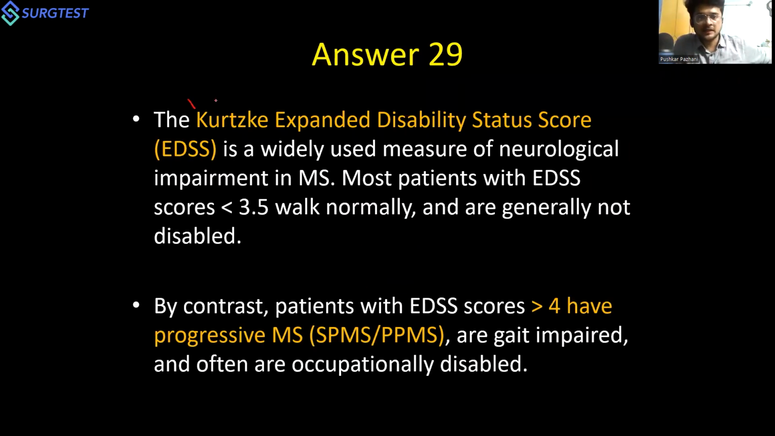So the Kurtzke EDSS is a widely used measure for the neurological impairment in MS, and usually the RRMS patients will have a score of less than 3.5, and usually these patients are ambulant. Okay, they can walk normally without any sort of support. But in contrast, in patients who have EDSS scores of more than 4, so this is an important point, usually the patients are significantly gait impaired, occupationally impaired, usually need some sort of crutches or sticks or wheelchair to ambulate. And this is usually seen in the progressive varieties of MS, that is SPMS as well as PPMS.